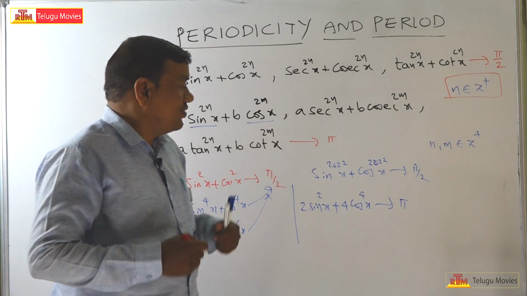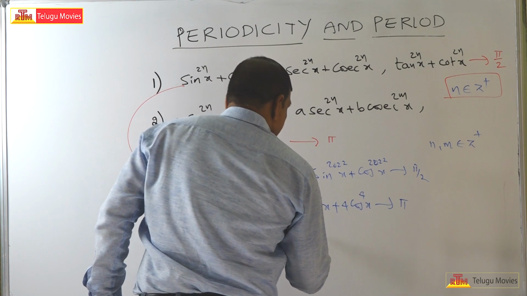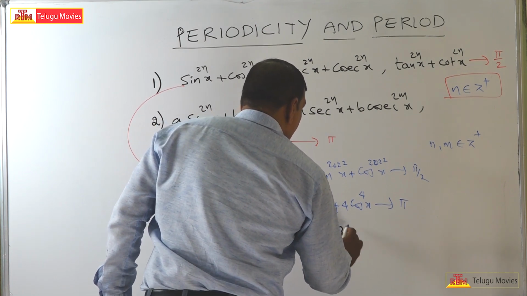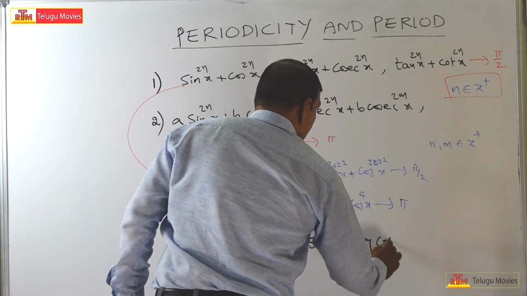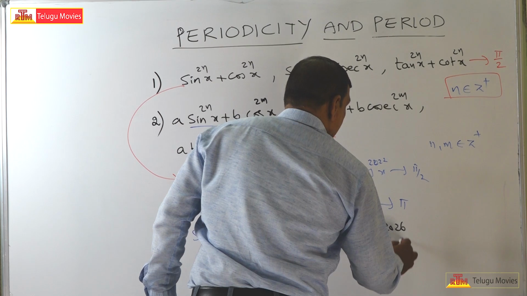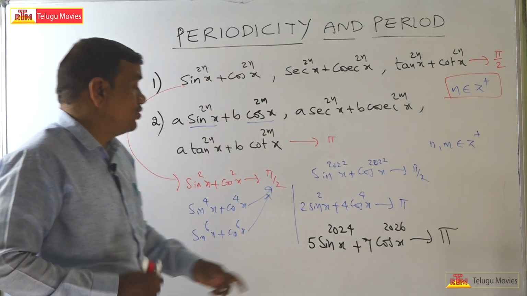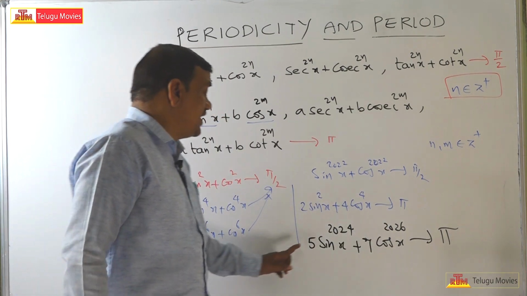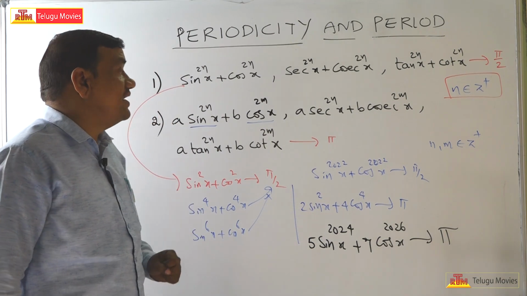Why? Because in future, if anybody asks you what is the period of 5 into sin to the power of 2024 x plus 7 into cos to the power of 2026 x, the period is equal to pi. 2024 is an even number, 2026 is also an even number. Forget about this 5 value, 7 value. So the period is equal to pi.